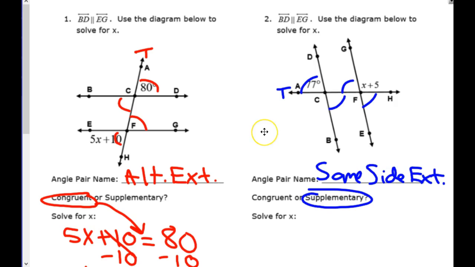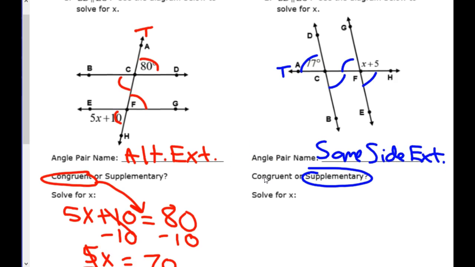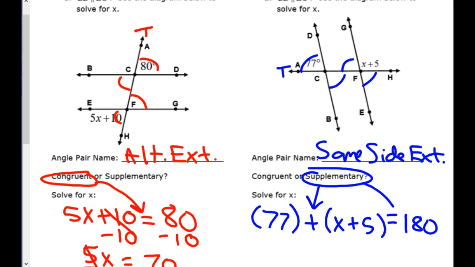But what do we do when they're supplementary? Do I set them equal, or do I add them up to 180? Add them up to 180. So let's write these 2 angles, and we're going to put a plus sign between them. So 77 plus x plus 5 equals 180. And notice these 2 things that supplementary means. Add them, then you put the equal sign, 180.